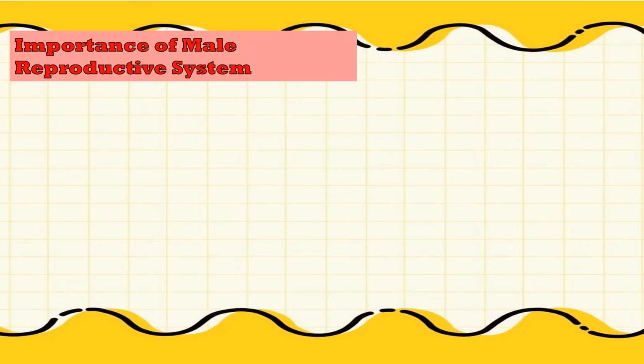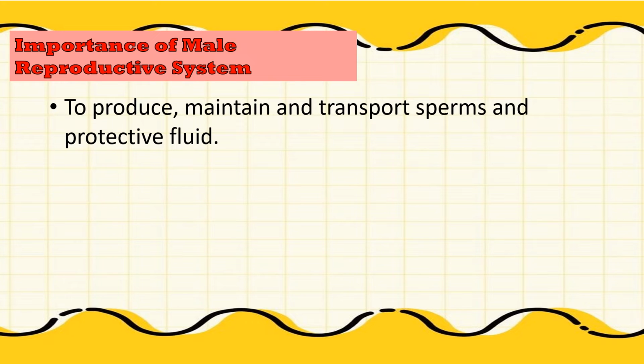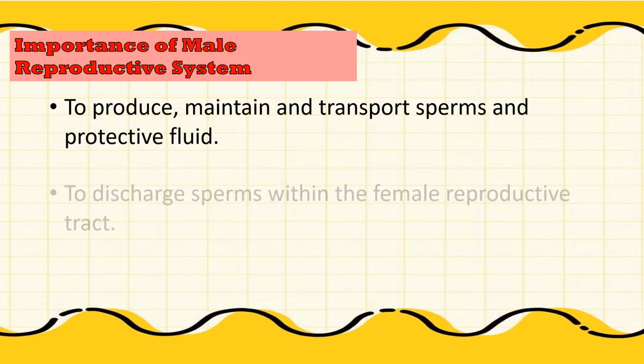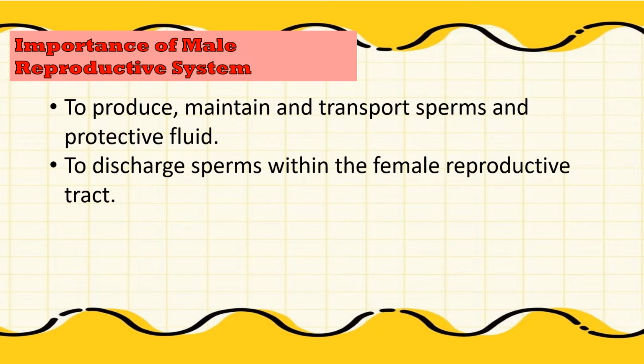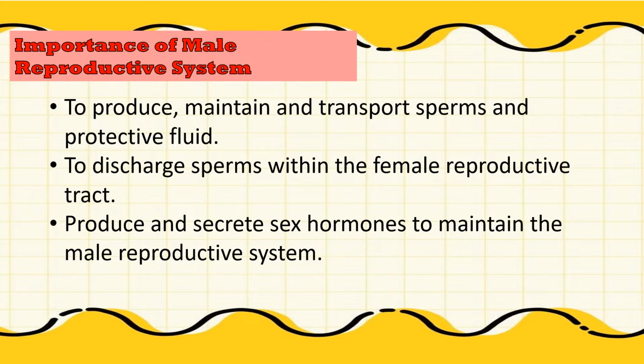Now, what is the importance of the male reproductive system? It is important to produce, maintain, and transport sperm and protective fluid, to discharge sperm within the female's reproductive tract, and lastly, to produce and secrete sex hormones to maintain the male reproductive system.